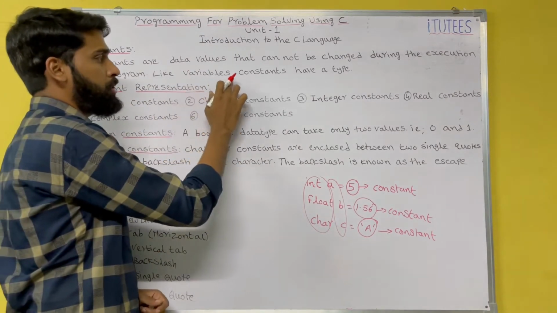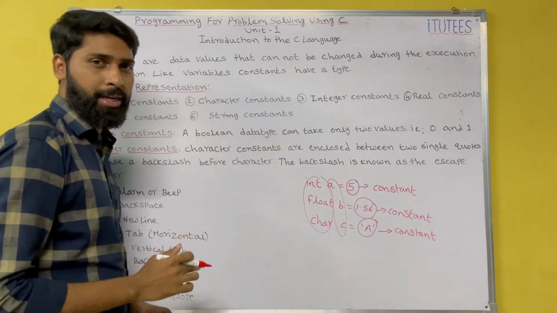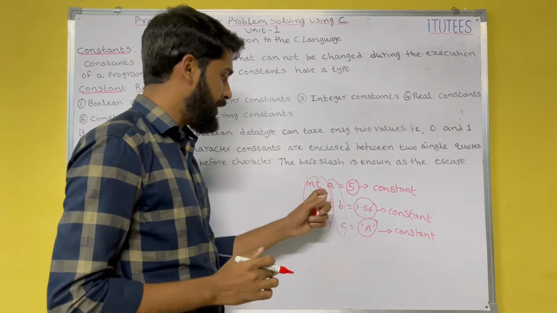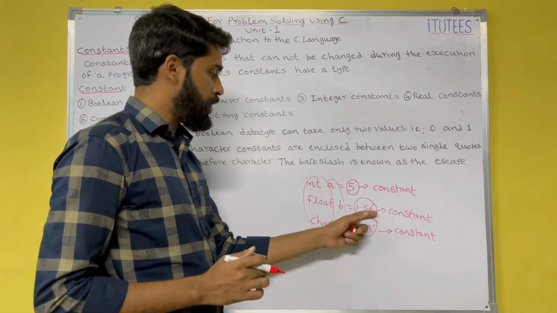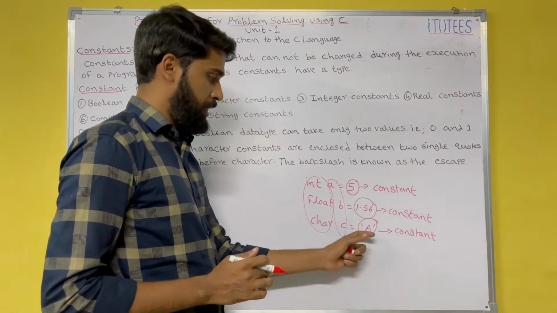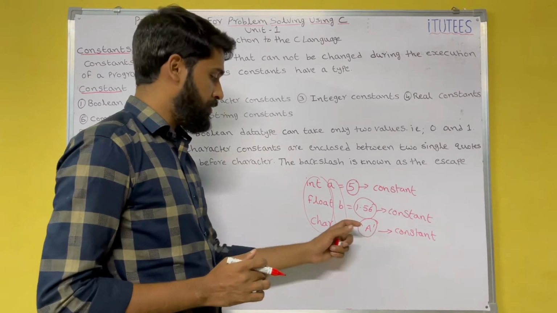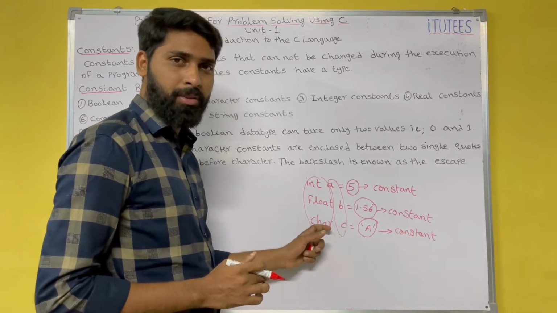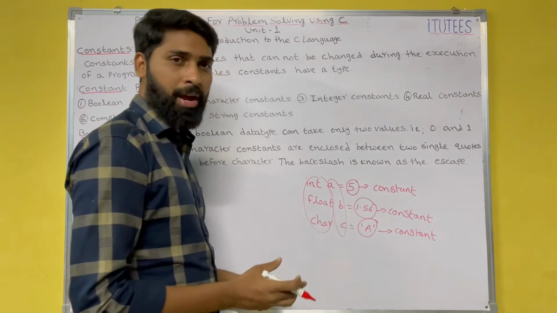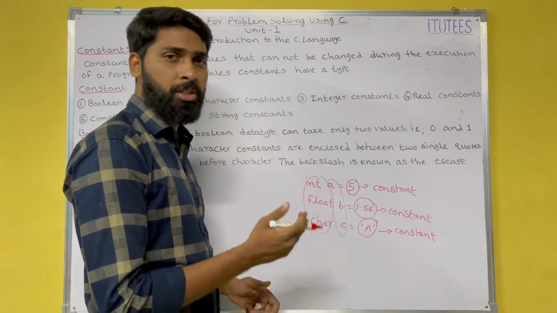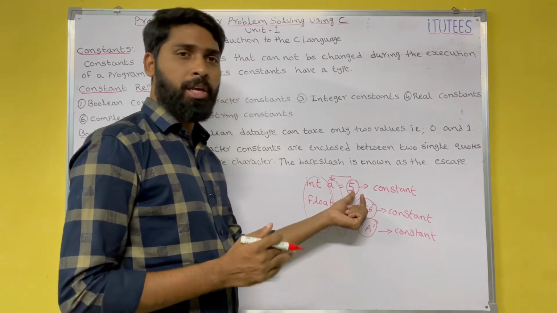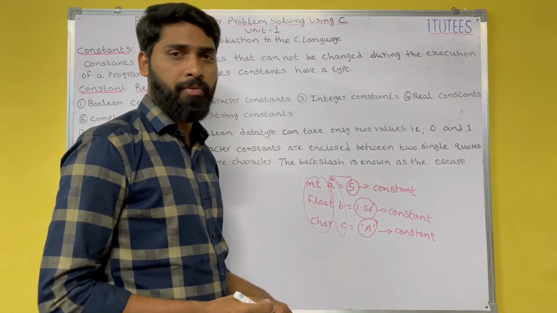Like variables, constants have a type. This is the constant 5. Which type is 5? Integer type. This is the constant 1.56. Which data type? Float. A is a constant. Which data type? Char data type. So a constant is a value that cannot be changed during the execution of a program. These data values cannot be changed in the execution of a program.